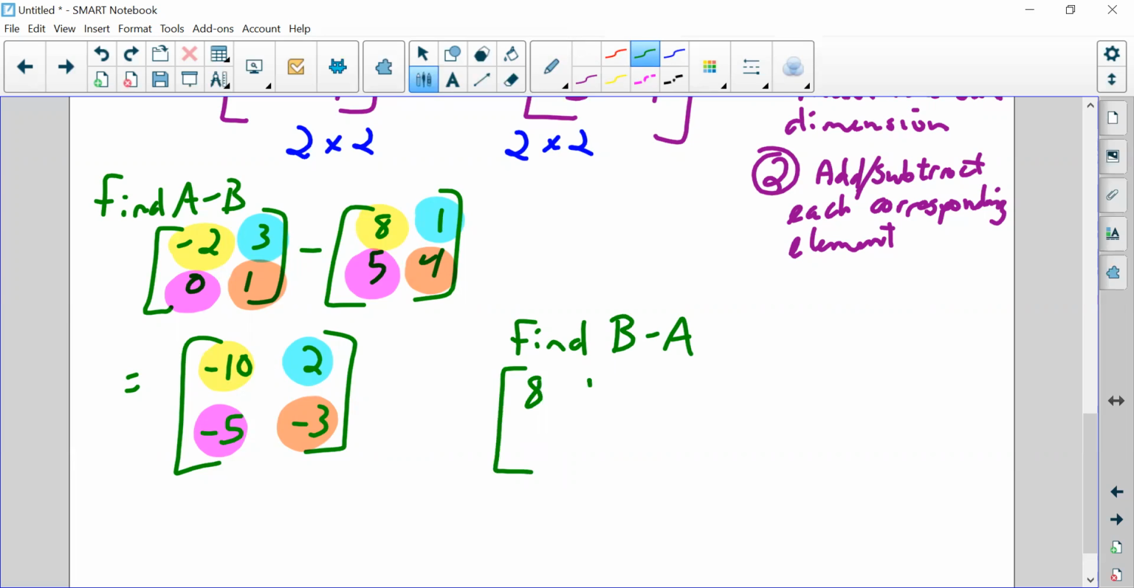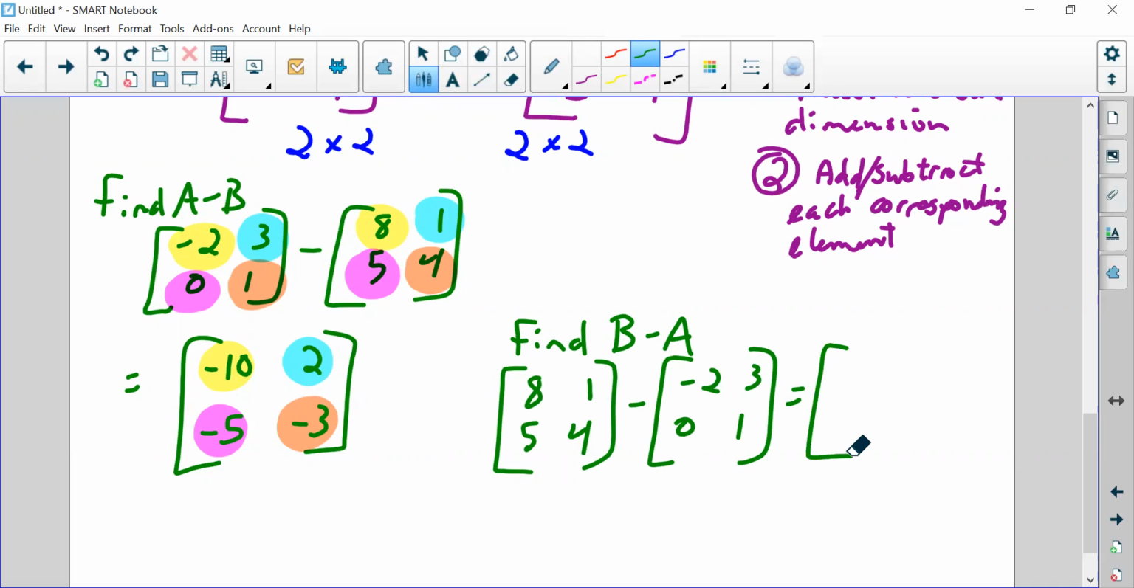Matrix B is 8, 1, 5, 4, minus matrix A, -2, 3, 0, 1. So, what is going to be my answer matrix? What's my first row? 10, -2. So I take 8 minus a -2, which becomes +2, gave us 10. And 1 minus 3 gives us -2.